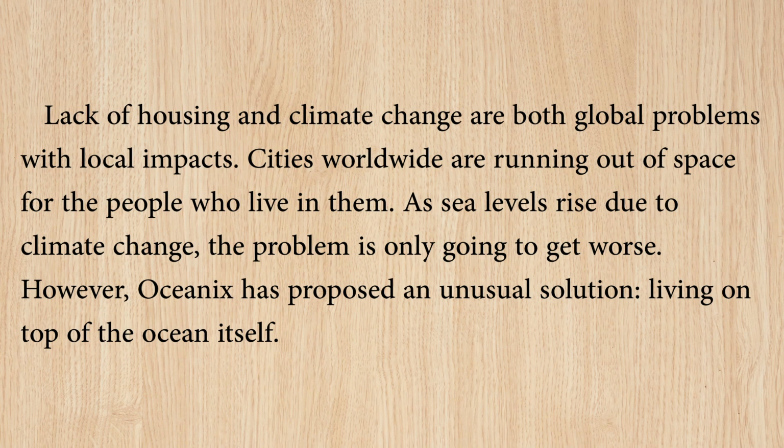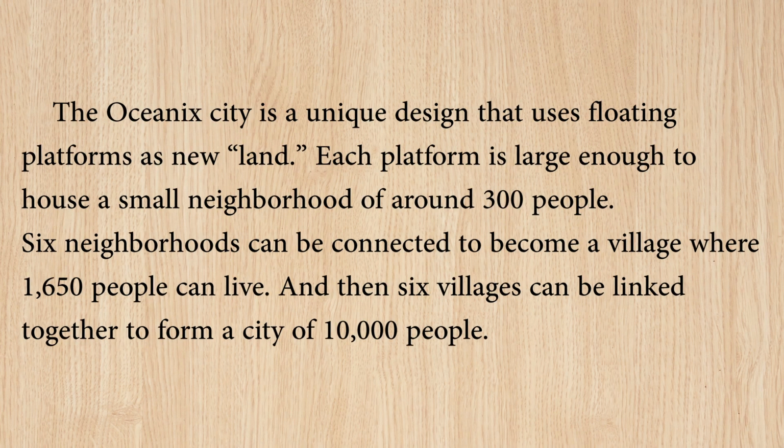Oceanix has proposed an unusual solution, living on top of the ocean itself. The Oceanix city is a unique design that uses floating platforms as new land. Each platform is large enough to house a small neighborhood of around 300 people. 6 neighborhoods can be connected to become a village where 1,650 people can live. And then 6 villages can be linked together to form a city of 10,000 people.